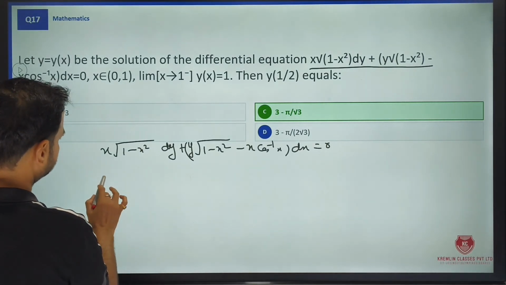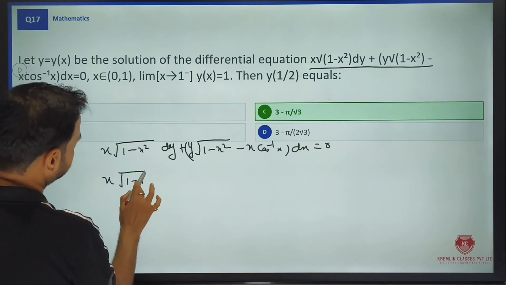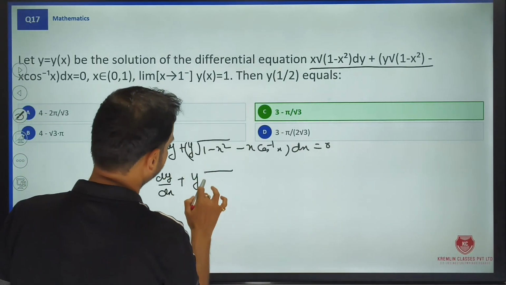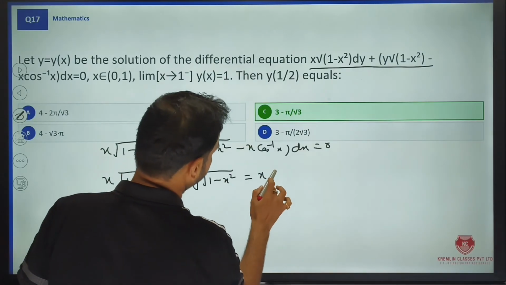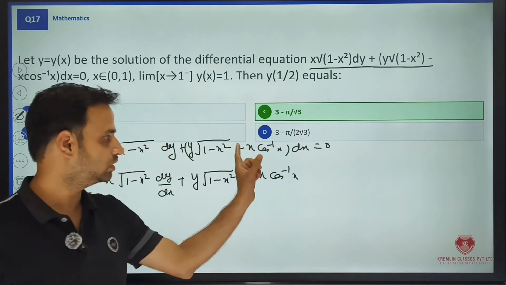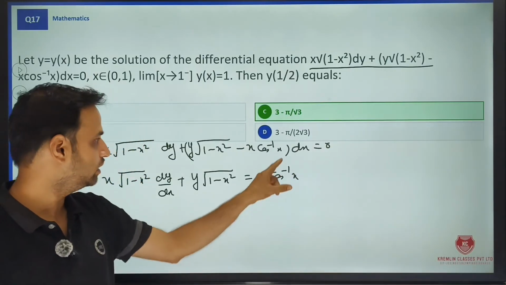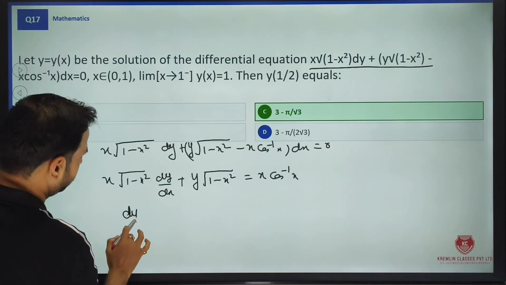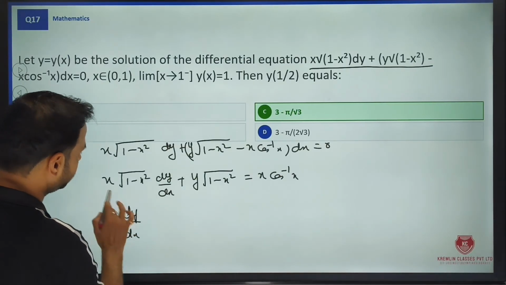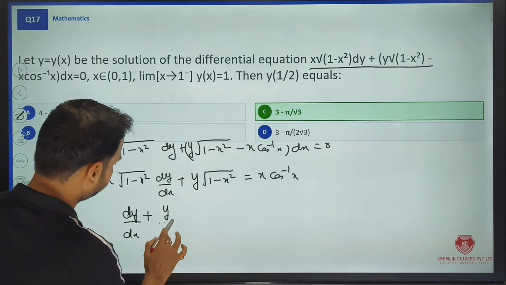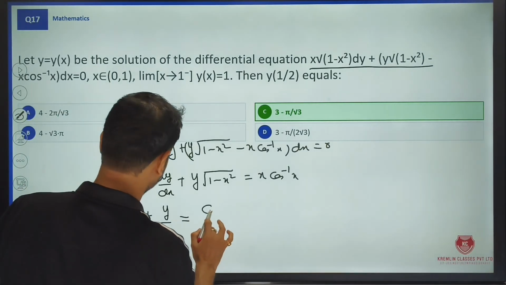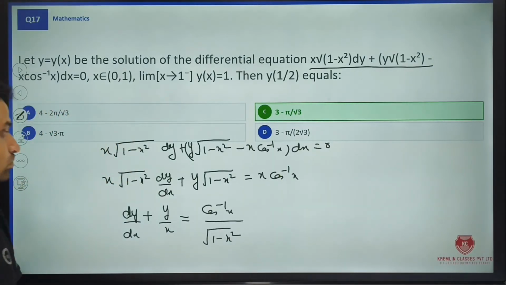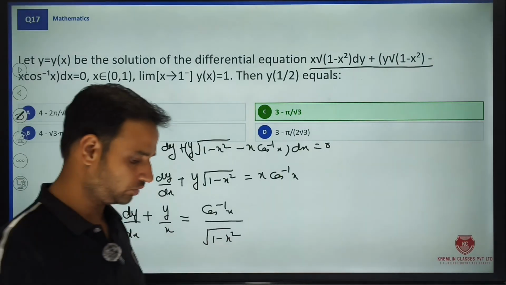What should we do? We first write it as dy by dx plus y upon root of 1 minus x square equals cos inverse x upon root of 1 minus x square, after dividing by the coefficient of dy by dx. So this is the equation we finally found.